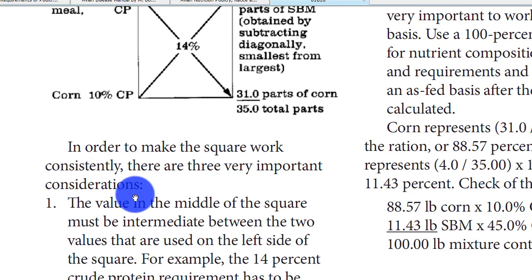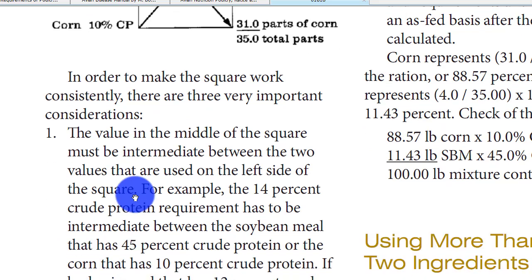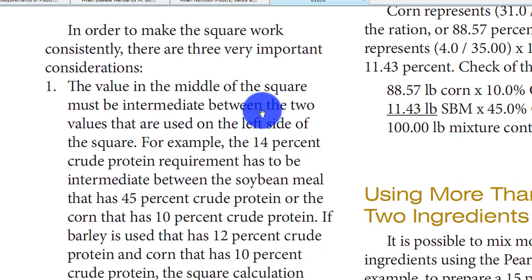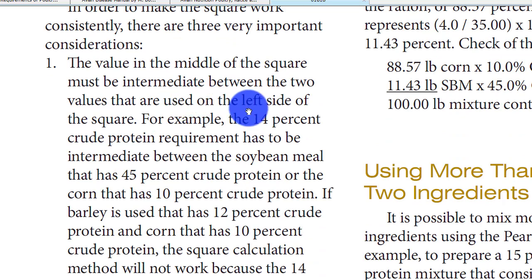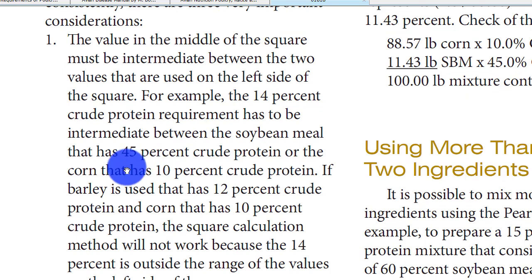In order to make the square work consistently, there are three very important considerations. The value in the middle of the square must be intermediate between the two values that are used on the left side of the square. For example, the 14% crude protein requirement has to be intermediate between the soybean meal that has 45% crude protein and the corn that has 10% crude protein.